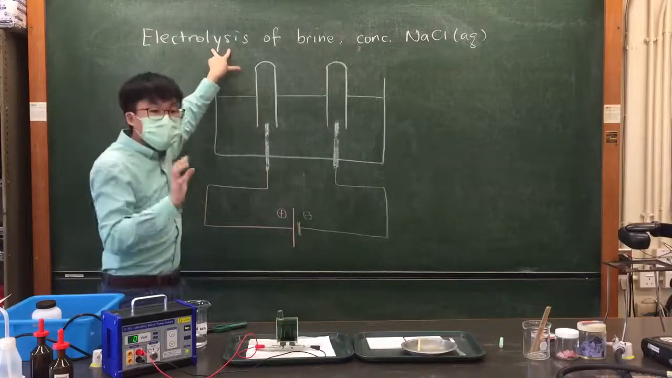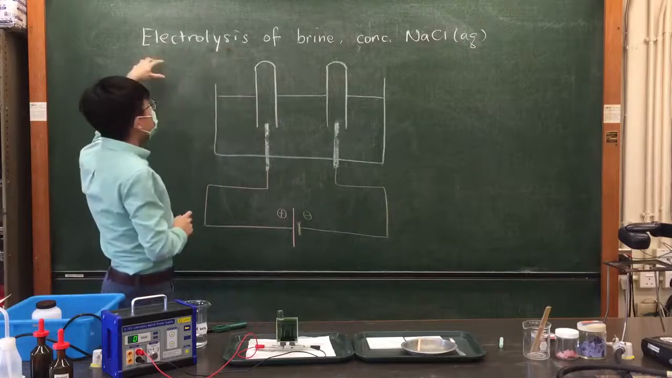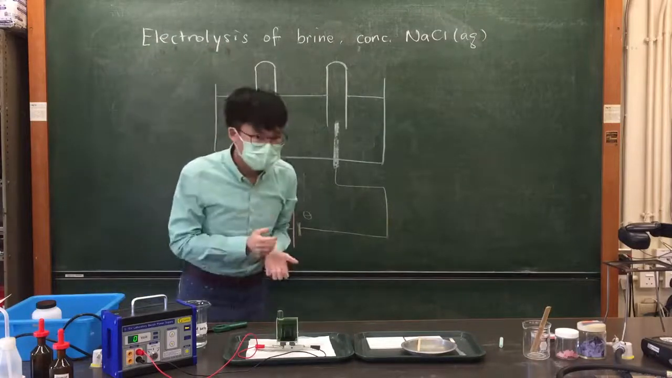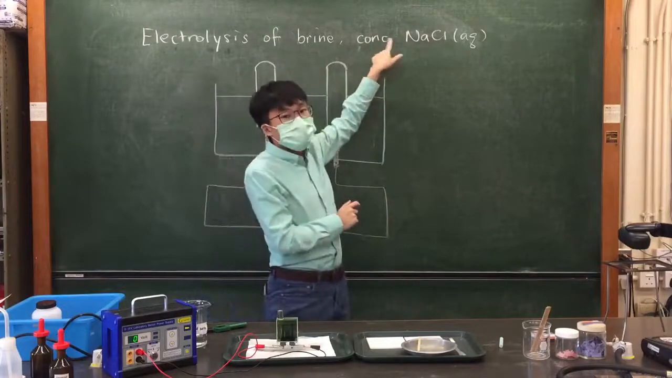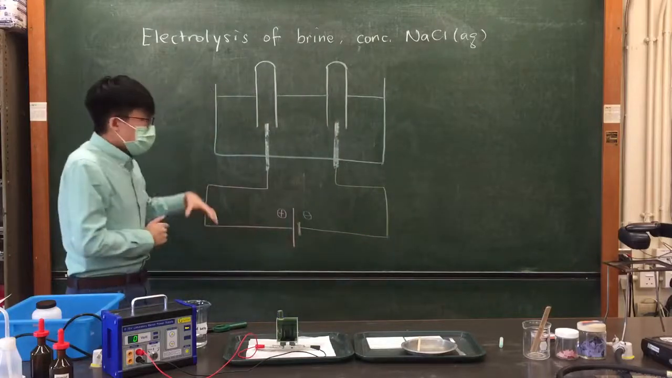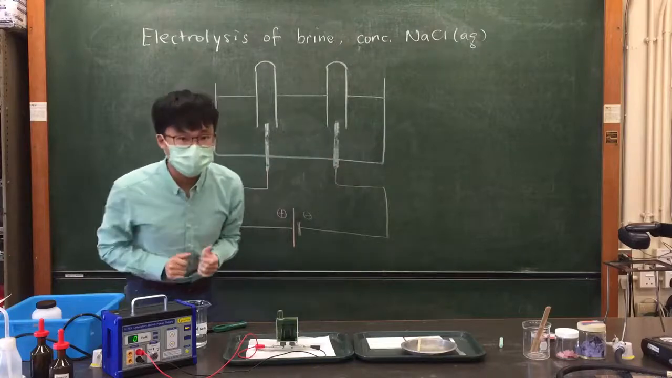This word in Latin means breakdown. Alright, we are utilizing the electricity in order to break down something. And in particular, brine solution refers to concentrated sodium chloride solution. It is an electrolyte containing four kinds of mobile ions.